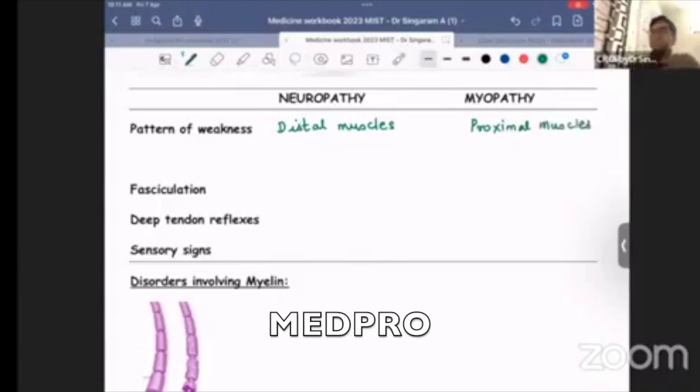What does it mean? Very simple. Imagine I'm taking the upper limb. If it is a neuropathy, the distal muscles will be affected, meaning the hand muscles, finger muscles, palm muscles. If it is a myopathy, it is the proximal muscles, the shoulder muscles in the upper limbs, and the hip muscles in the lower limbs. I hope you're able to understand this. Neuropathy is predominantly distal muscles; myopathy is predominantly proximal muscles. That is the point to be noted.